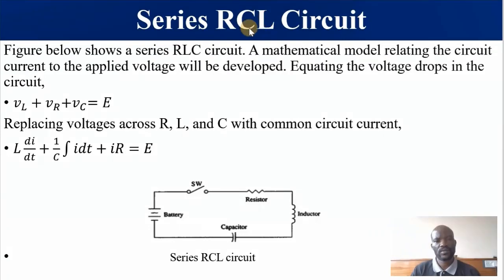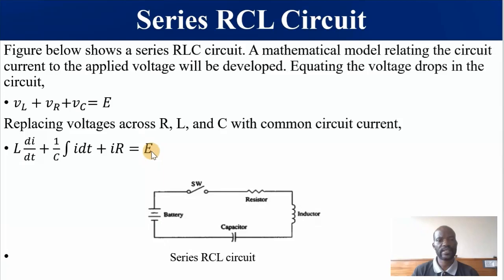Series RLC. We started by looking at RC, then we went on to RL. We are now on the RLC circuit, and this is our RLC circuit. According to Kirchhoff's voltage law, the voltage across the inductor plus the voltage across the resistor plus the voltage across the capacitor gives us the supply voltage E. And we know the formula for finding the voltage across the inductor, the voltage across the capacitor, and the voltage across the resistor. This must give us E.